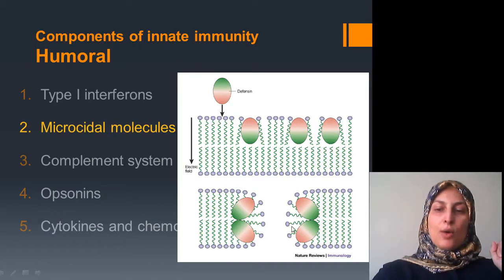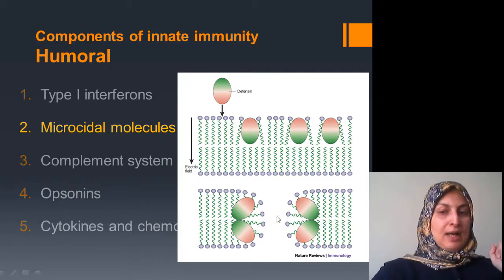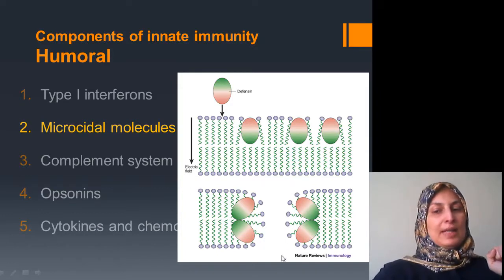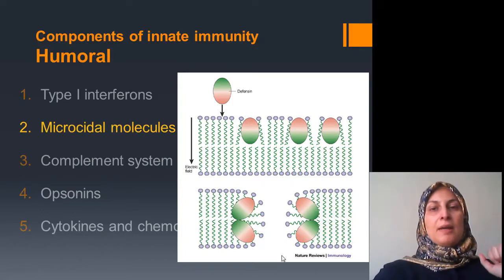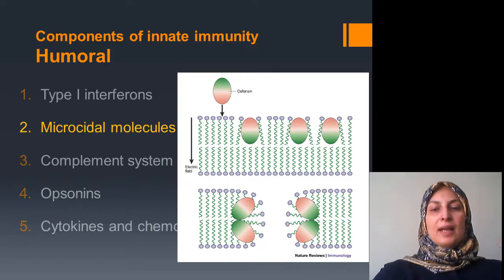This would create a hole in the cell membrane. So this is the cell membrane of a pathogen. It was recognized by the defensin, the defensin is attracted to the lipid bilayer. It will open a hole here. This hole will allow the fluids to come inside, and this will lead to the burst of the pathogen. So this is another mechanism of the humoral immunity, which is the microcidal molecules.